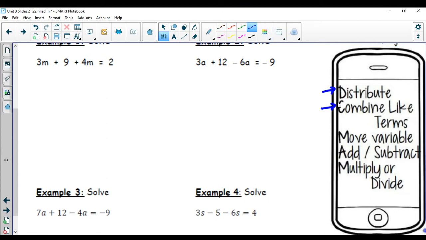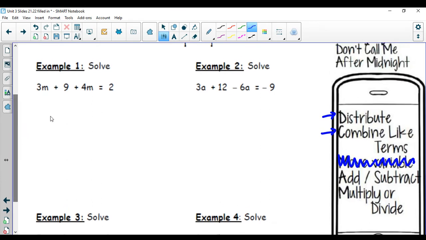We're going to eventually put these all together here, but today we're just going to keep it one or the other. So you'll take care of that. We're still skipping over this move the variable that's coming up. So distribute first, combine like terms if you have it, add, subtract, and then multiply or divide. Your goal is still the same, that you're trying to isolate the variable.